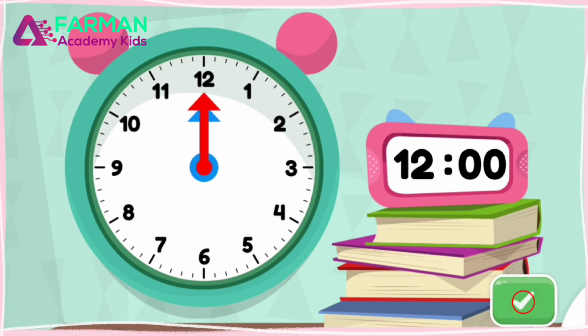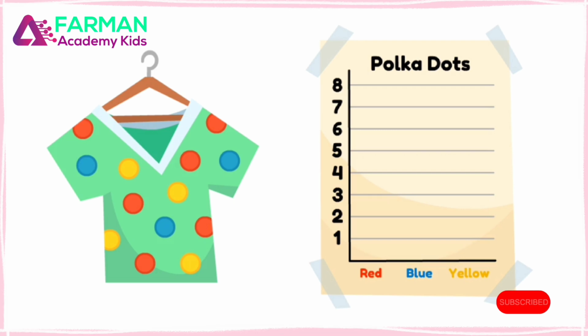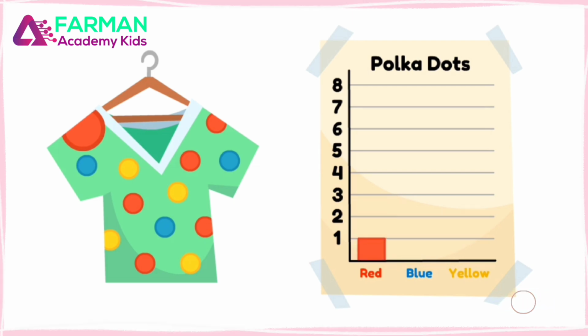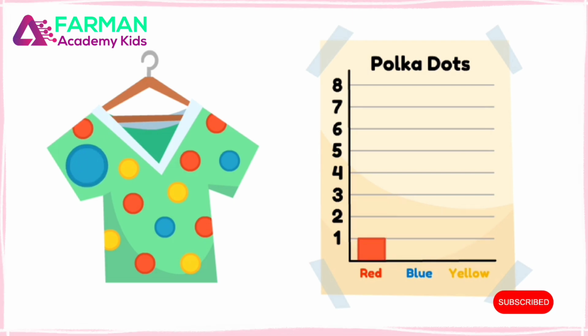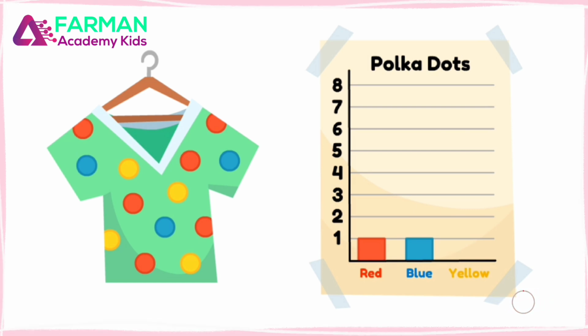Cool beans! What a fun time! How many polka dots are on my new shirt? Let's count by color. The first is red. Let's mark it on the graph. The next dot is blue. We'll put it in the blue column. When we're done counting all the dots, the graph will look like this.